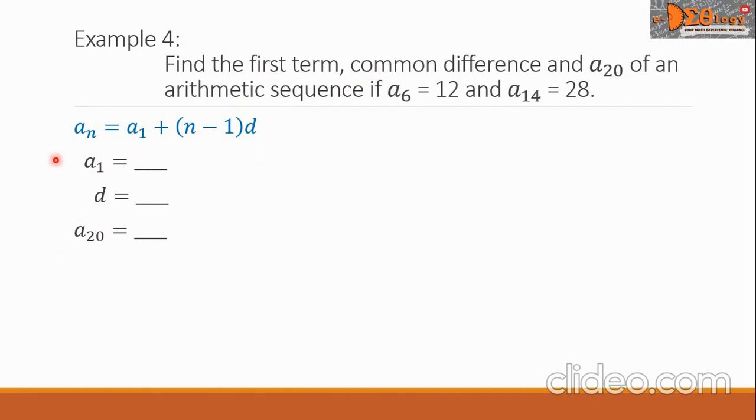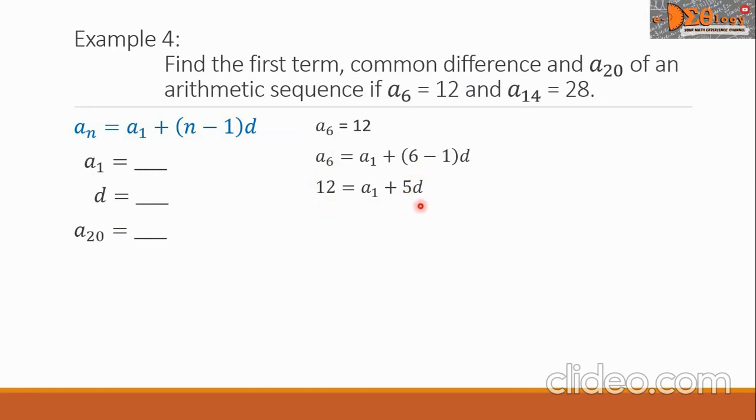So let us solve for this a sub 1 and d using the data in the problem. Let's begin with a sub 6 equals 12. Let us write this a sub 6 with regard to our general term formula. So this is a sub 6 equals a sub 1 plus the quantity 6 minus 1 times d. Let us substitute the value of a sub 6 as 12. So this is now 12 equals a sub 1 plus this 6 minus 1 is 5 times d.